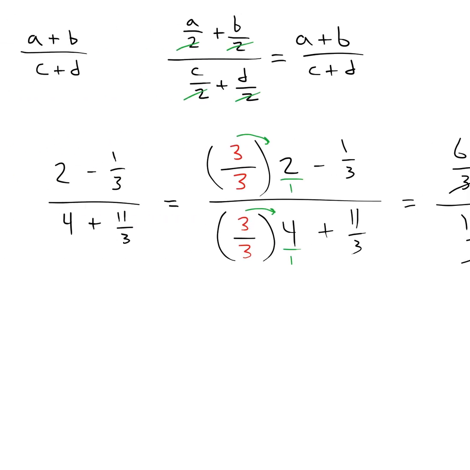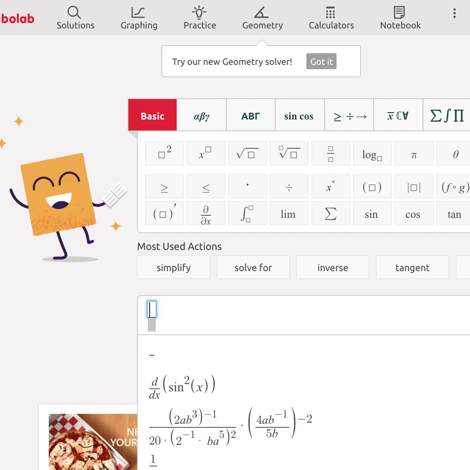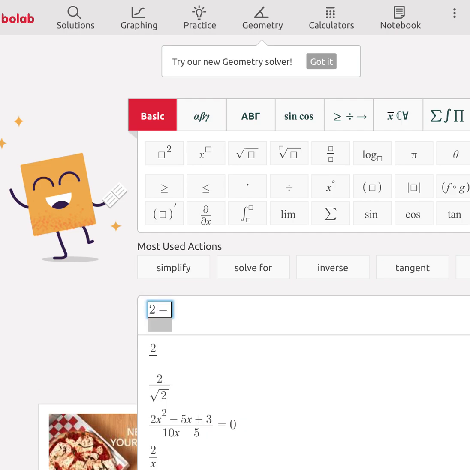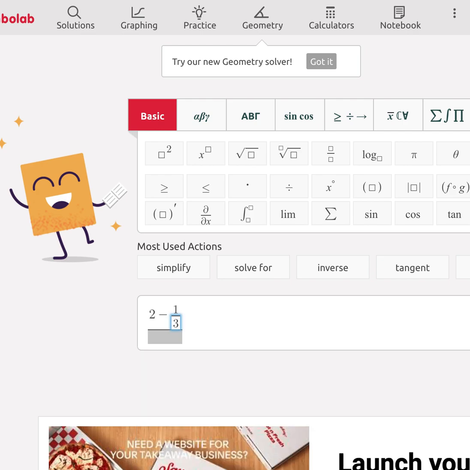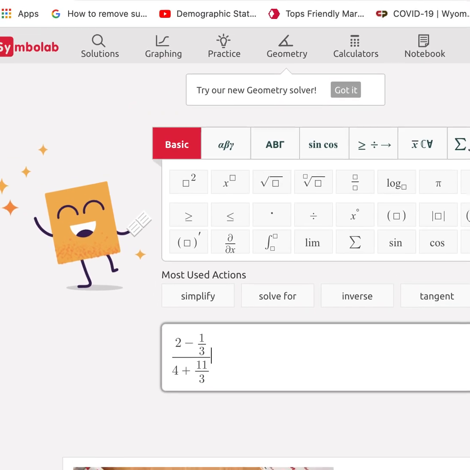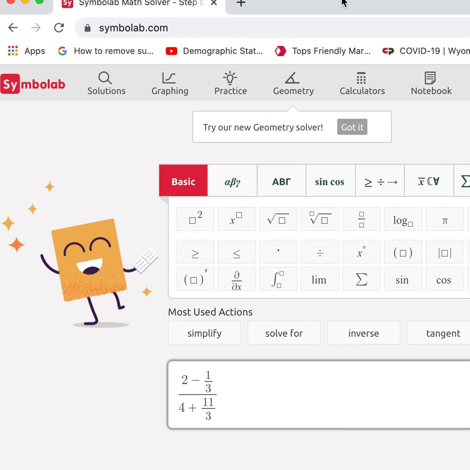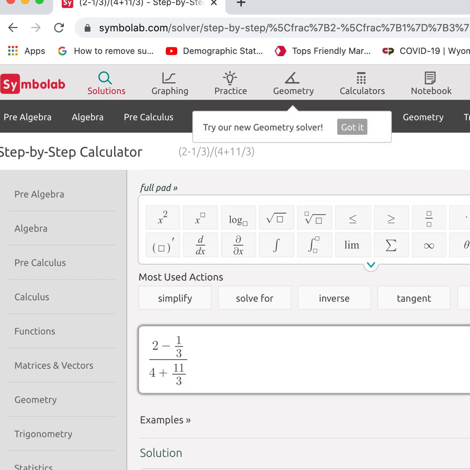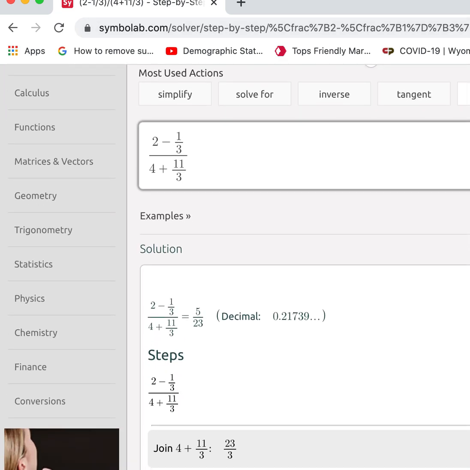All right, let's try it now. So you want to bring up a fraction here and do 2 minus 1/3 over 4 plus 11/3. So Symbolab will give you just a decimal approximation of that. And it even simplifies it for you. So 5/23 is correct.